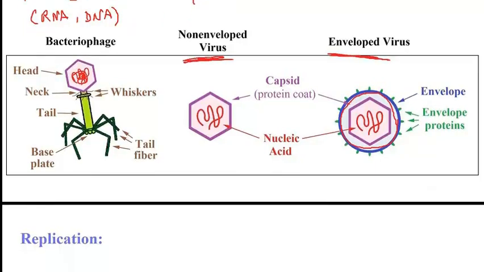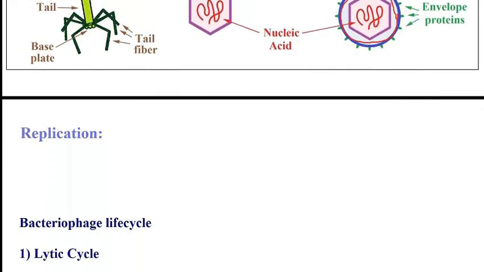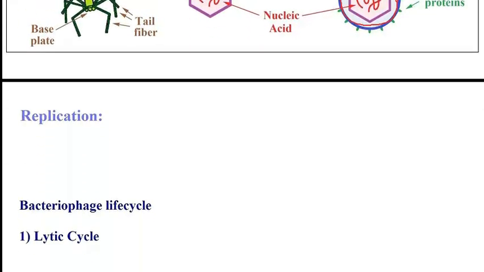Now, in terms of the replication, basically each virus can replicate in a limited number of hosts. Like for instance, bacteriophages can only infect bacteria. They cannot infect human cells. Or HIV, for instance, it can infect human T lymphocytes, but it cannot infect bacteria. So therefore, that's what I mean by each type of virus has a limited number of hosts.